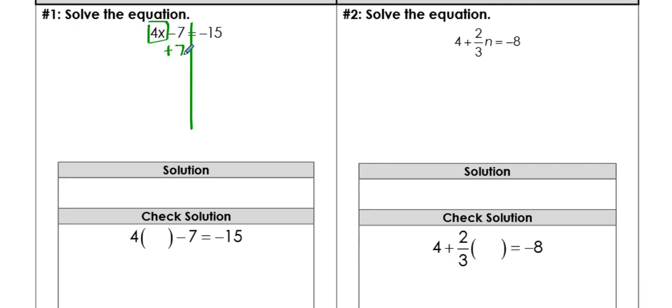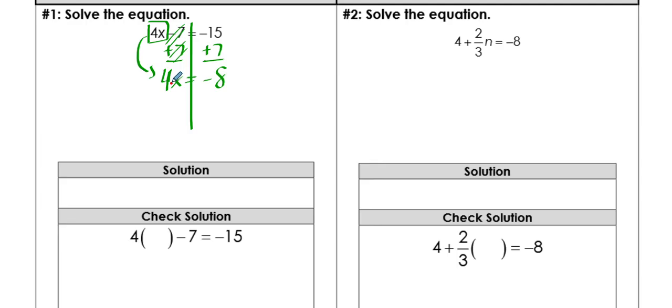You want to do the opposite of minus 7, so we're going to do plus 7 on both sides. That's going to cancel it out. That's exactly what we want. That leaves us with just the 4x on the left side. And then on the right side, I'm going to actually add that 7 to this negative 15 and get negative 8.